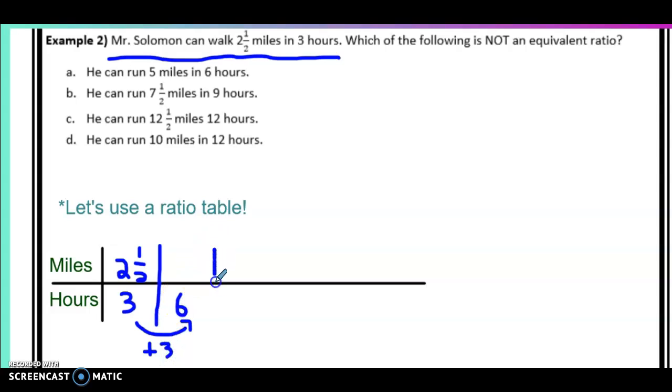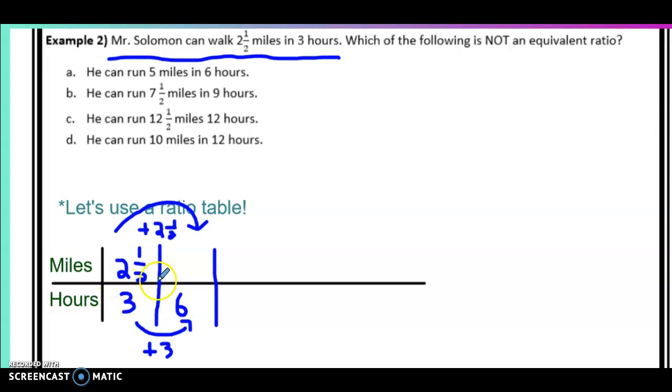What are we adding up top? We're not adding the same thing. We're adding 2.5. So we're adding 2.5 up here. So each jump on top, we're adding 2.5. Each jump on bottom, we're adding 3.